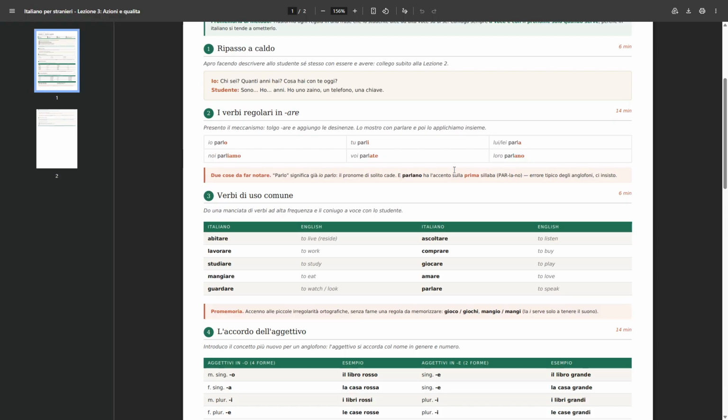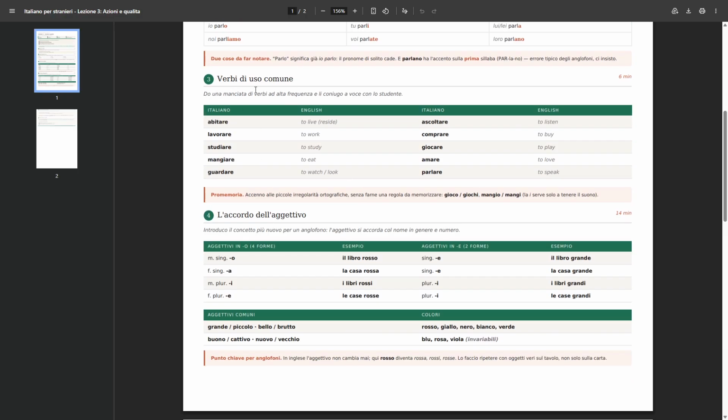And then we have loro parlano, they speak. Always try and repeat after me when I read out loud an Italian phrase or word. Try and shadow what I say. So, here we have seen the desinences. These are for the regular verbs in -are, in the present simple, for all the persons. So remember these desinences. These are only for regular verbs.